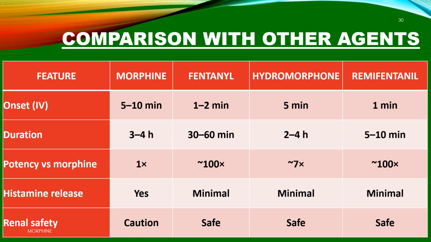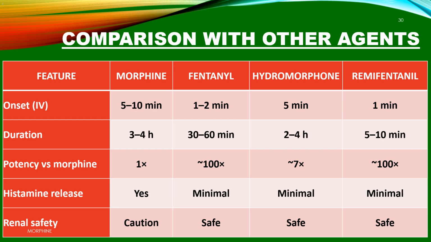3. Hydromorphone. Onset of action IV, 5 minutes. Duration of action, 2 to 4 hours. Potency. Approximately 7 times more potent than morphine. Histamine release. Minimal. Renal safety, safe.